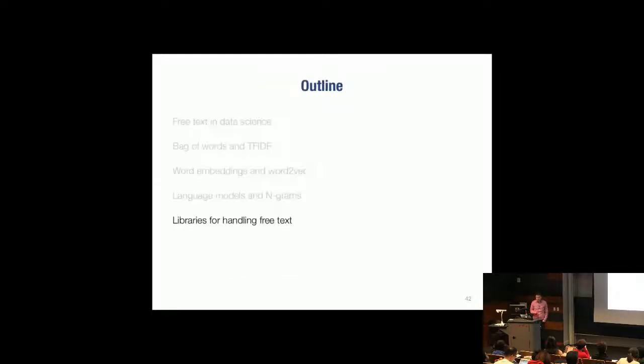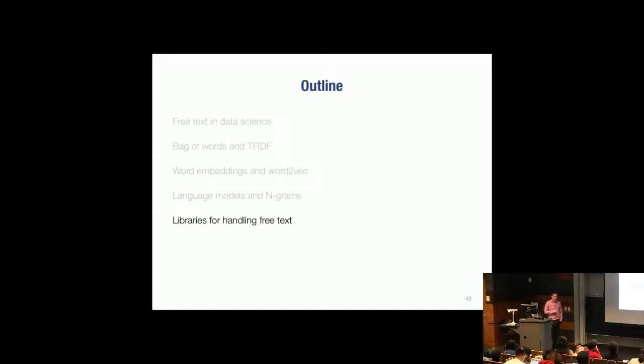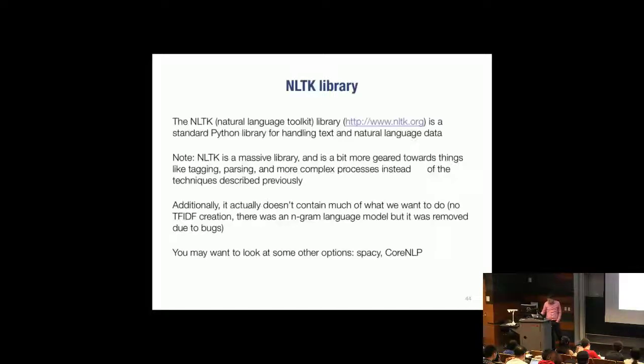Okay, so with that, I want to finish in the next 15 minutes by just talking about some code and some libraries you can use to do some of these things. I'm going to talk about two libraries for this: NLTK, which stands for the Natural Language Toolkit library for Python, and also a library called Gensim, which has some nice things like word2vec models built into it.